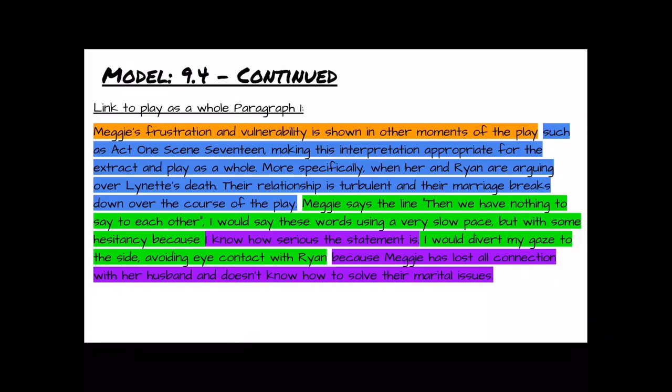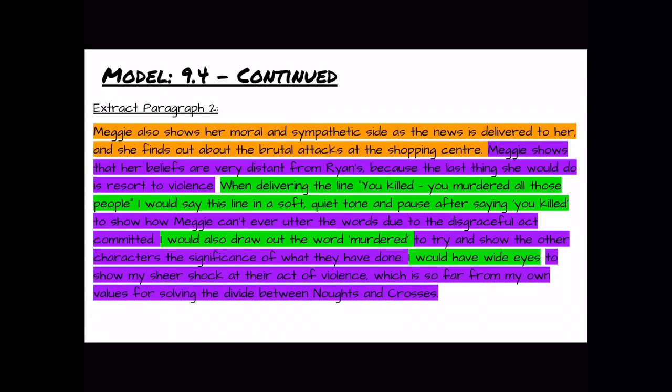I would say these words using a very slow pace but with some hesitancy, because I know how serious the statement is. I would divert my gaze to the side, avoiding eye contact with Ryan, because Meggie has lost all connection with her husband and doesn't know how to solve their marital issues. So I've made the link because I'm talking about the breakdown of the marriage, and that's quite similar to the previous paragraph where we've looked at her frustration with the family and how difficult she's finding her connection with them.